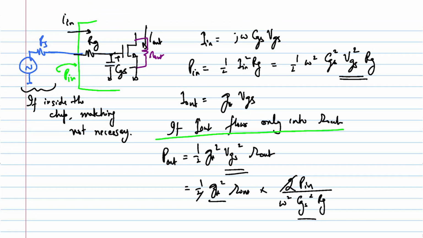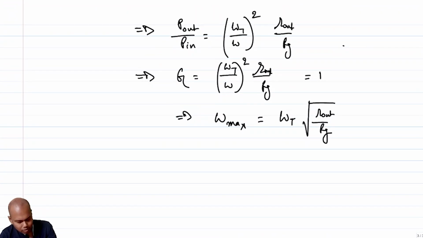Okay, fine. Firstly, sanity check. If you assume RG to be equal to 0, then there is no meaning of omega max, because omega max will go to infinity.